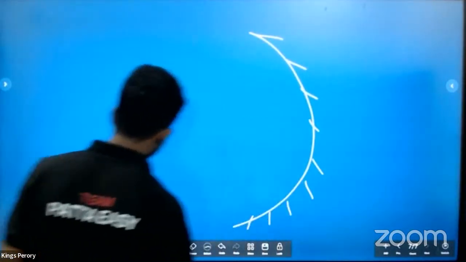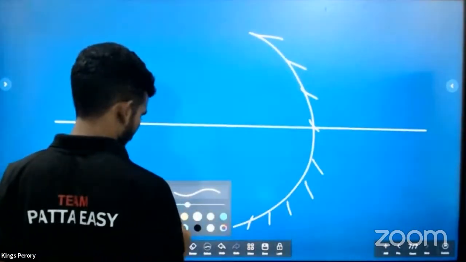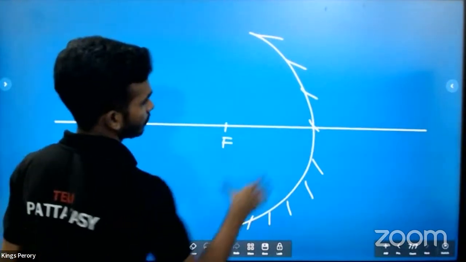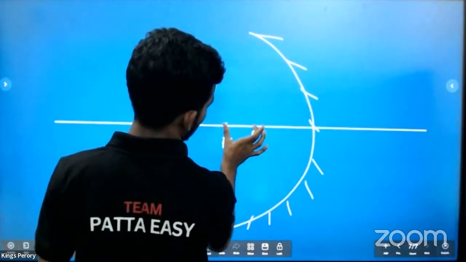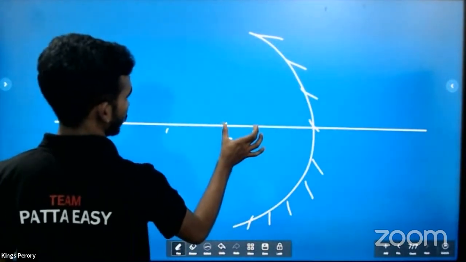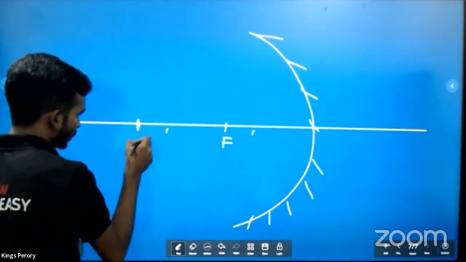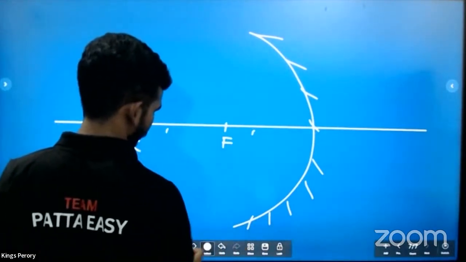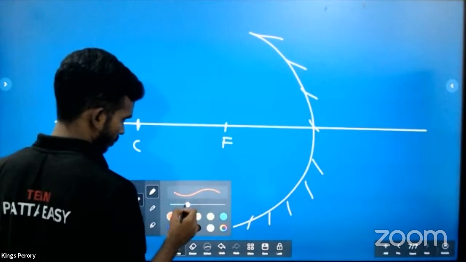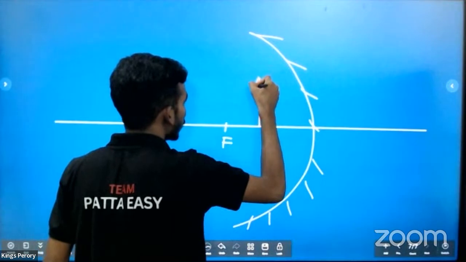I'll mark the principal axis again. Somewhere here, I will mark the focal. Right, here you have the center of curvature. First one, object between the focal and the mirror.